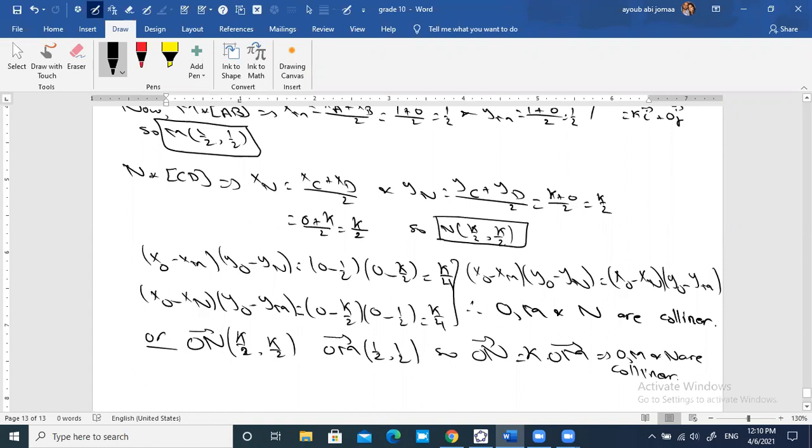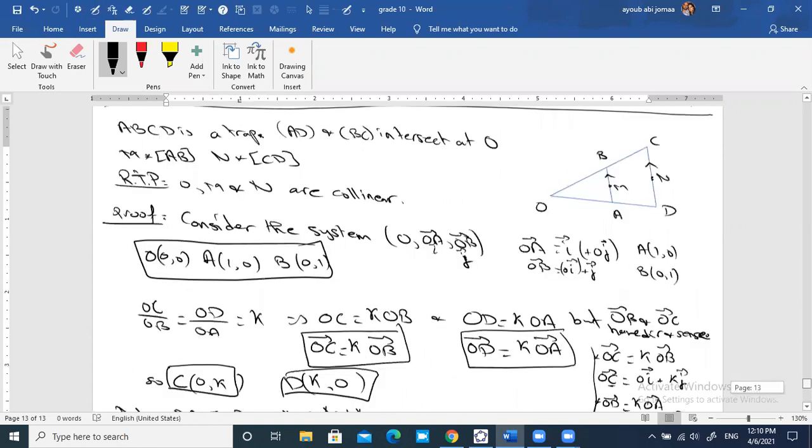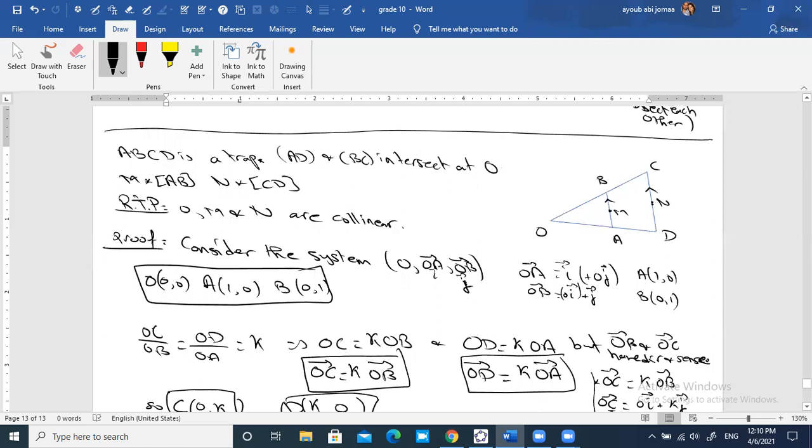So here is an application on the choice of a system in order to prove ideas in geometry, or to use the coordinate system in geometry.